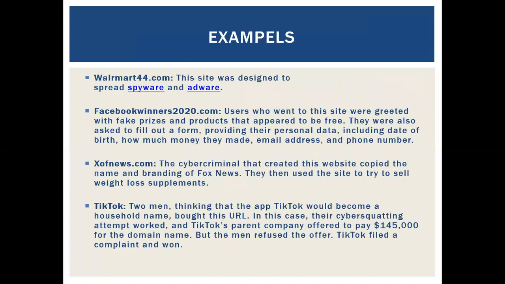Now further are some examples. One famous one is walmart44.com. This website is designed to spread spyware and adware. The main name is Walmart, but look there, the spelling is walmart44. That is just spyware and adware. And Facebookwinners2020.com. Users who went to this site were greeted with fake prizes and products that appear to be free. They were also asked to fill out a form providing their personal data, including date of birth, how much money they made, email address, and a phone number.